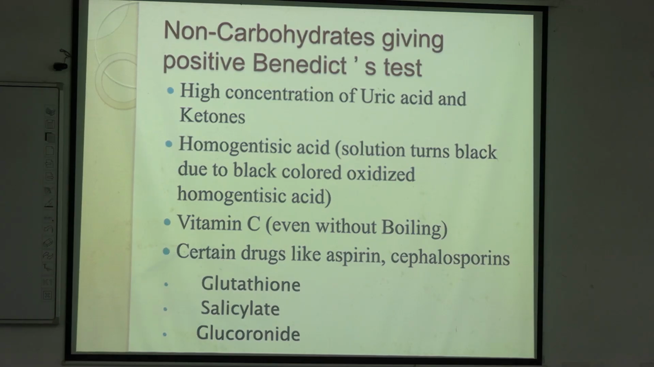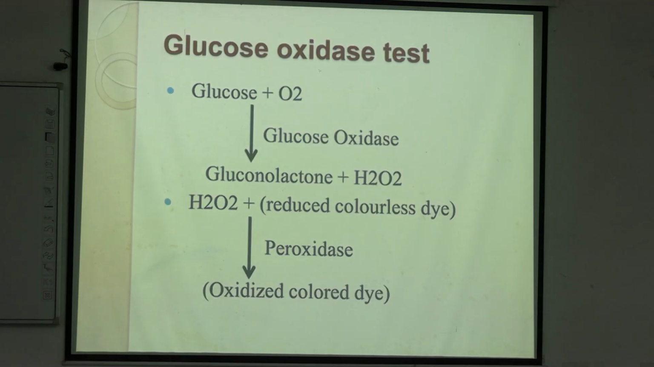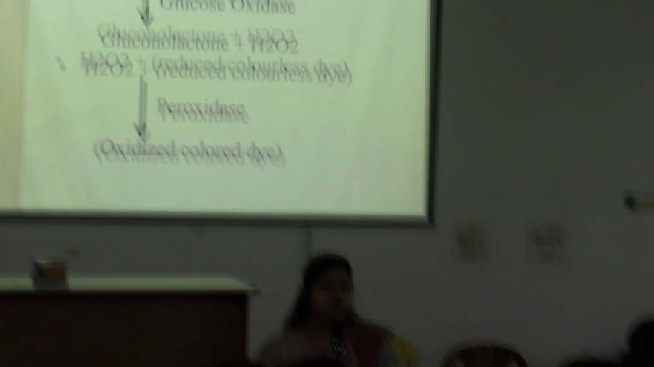Okay, so the presence of vitamin C or these drugs in urine may give a false positive for reducing sugar. Next, glucose oxidase test. This is the confirmatory test to detect glucose. Glucose oxidase test is the confirmatory test. Benedict's test was to differentiate between reducing and non-reducing. The only non-reducing sugar we know till now is sucrose. So in case of detection of glucose, the glucose oxidase test is the confirmatory test.